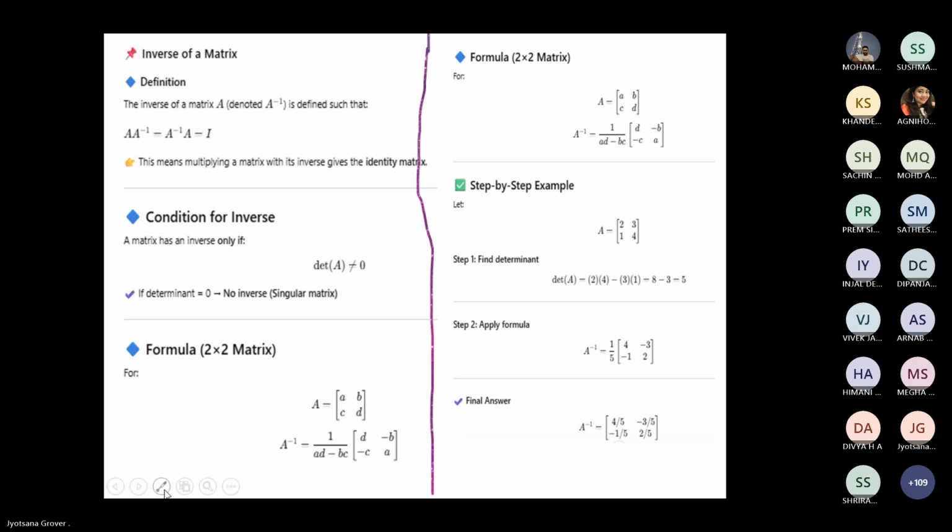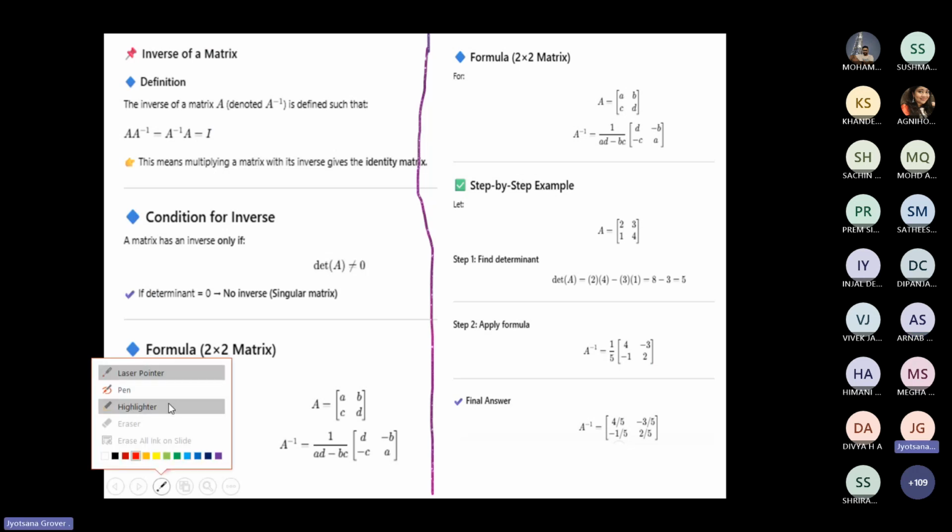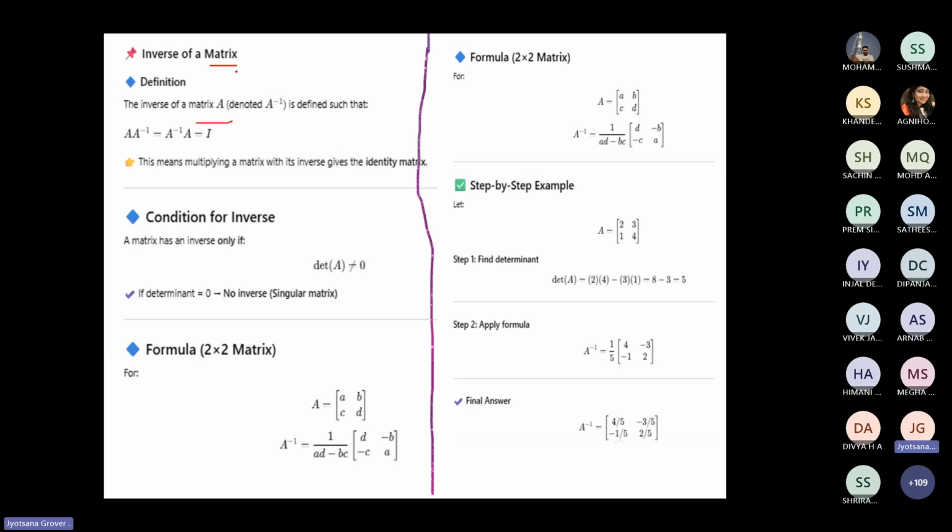Okay, now we have the inverse of a matrix. What is the inverse? If you have a matrix A, such that when you multiply it with A inverse, you get the identity matrix. When can you obtain the inverse? Only if the determinant is non-zero will the inverse exist. If the determinant is zero, it's a singular matrix, and in that case there will be no inverse.